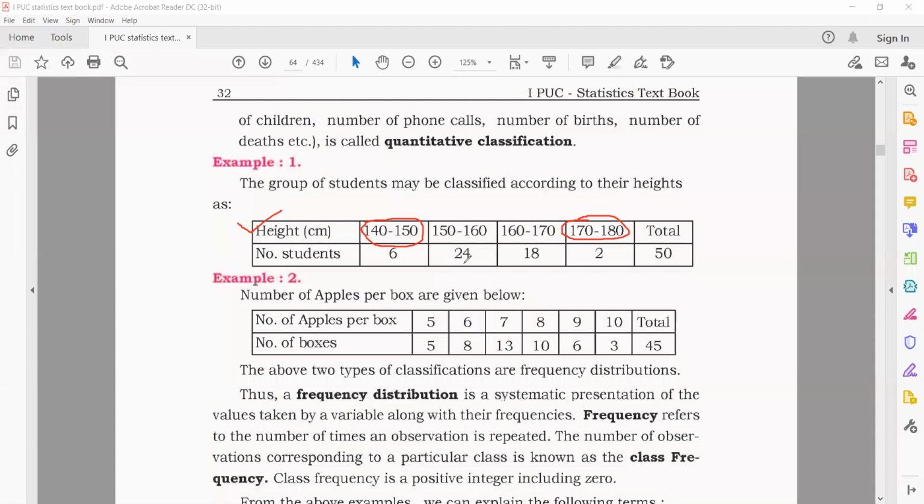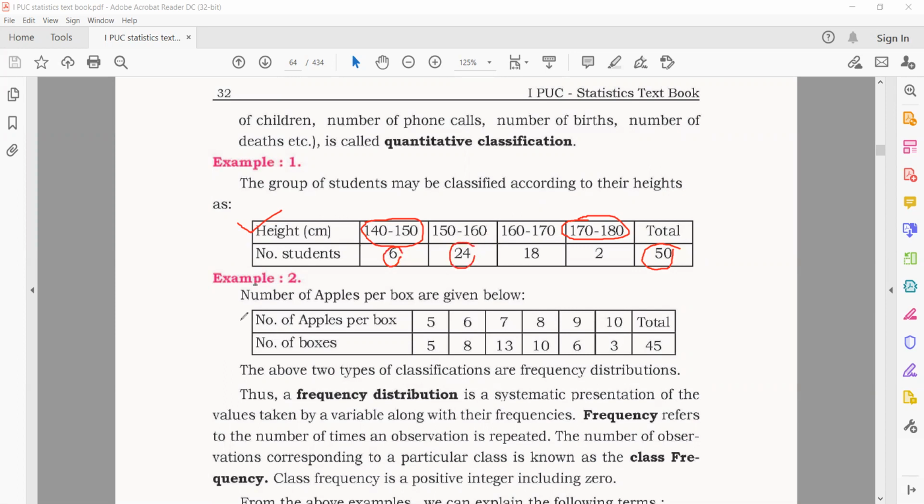So here I'm classifying the total students. 50 students are in my class. I'm classifying them based on their height. So I'm recording the height of each and every student, and then I'm grouping them. How many have their heights between 140 to 150? 6 students. How many have 150 to 160? 24 students, and so on.